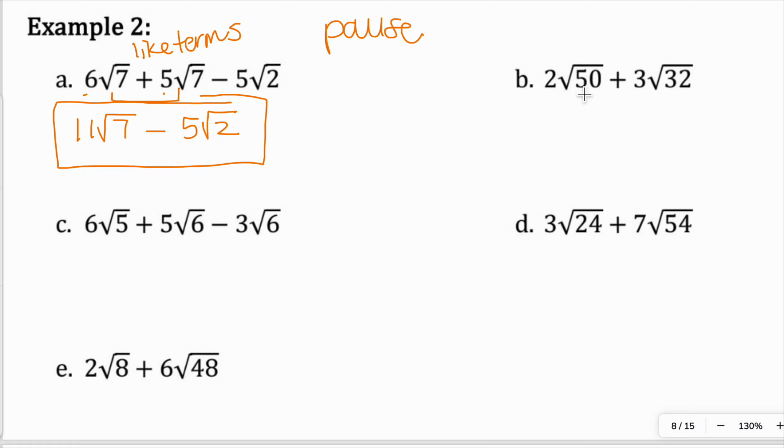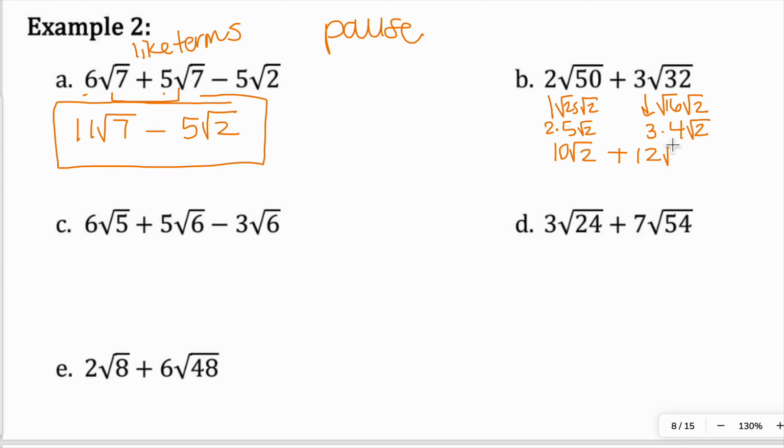Okay, what I did here is I had to simplify the square root of 50 first. So I did the square root of 25 times the square root of 2, which is 5 square root 2. And if you notice that, I also have a 2 in front. So really I'm going to have to multiply 2 times 5, which is 10 square root 2. And then here for the square root of 32, I got the square root of 16 times the square root of 2, which is 4 square root 2. But I still had a 3 in front, so that's 3 times 4, which would be 12.